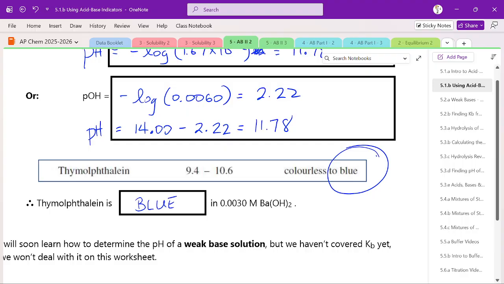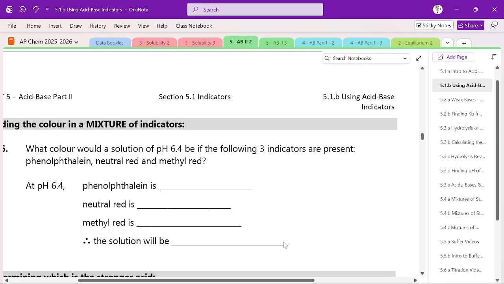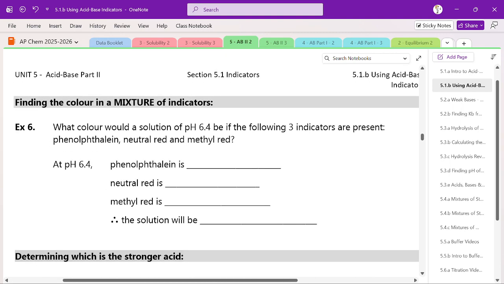We will soon learn how to determine the pH of a weak base solution, but we have not yet covered Kb yet, so we will not deal with it on this worksheet. Okay, so there's some questions. Oh no, this is an example. Finding the color of a mixture of indicators. So you put more than one indicator in at a particular pH. What color will the solution be?